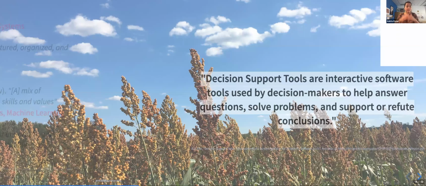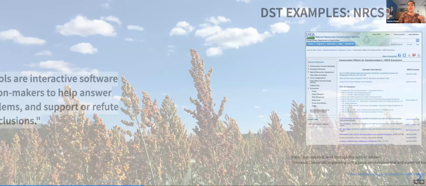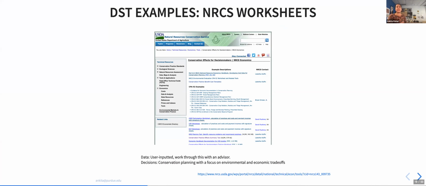Okay, so let's do a quick sampling of what some of the DSTs out there are, right? So decision tools are these interactive software tools used by decision makers to help answer questions, solve problems, and support or refute conclusions, right? Using data to do work, to make decisions.